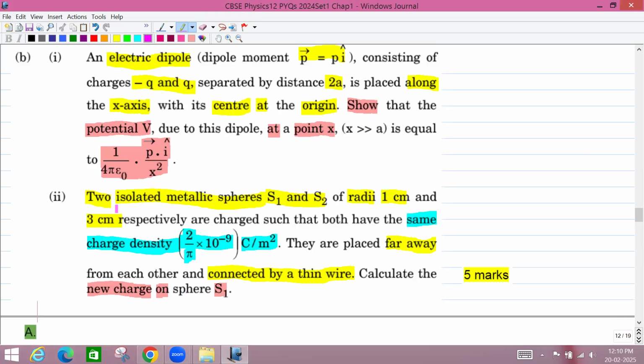Second part of the question: two isolated metal spheres S1 and S2 of radii 1 centimeter and 3 centimeter respectively are charged so that both of them have the same charge density, 2 by pi into 10 to the minus 9 coulomb per meter square. They are placed far away from each other and connected by a thin wire. Calculate the new charge on sphere S1.